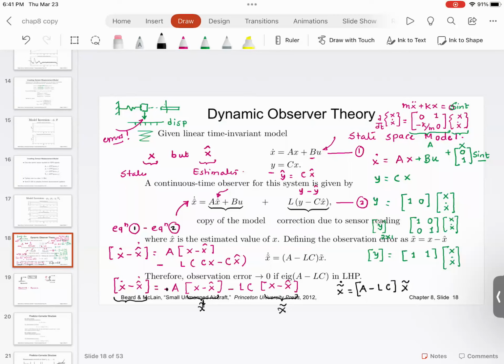The problem here, though, is I do not know where truth is, but I know for a fact that I can choose an appropriate value of L, and I can make this matrix negative definite. In other words, the eigenvalues of this matrix are on the left hand side of the S plane.